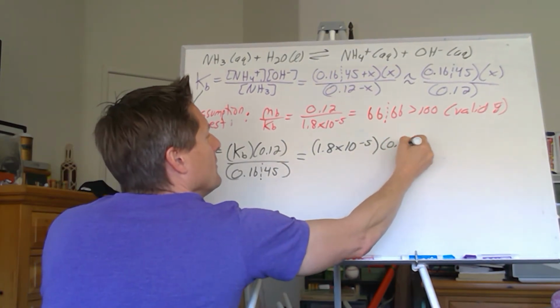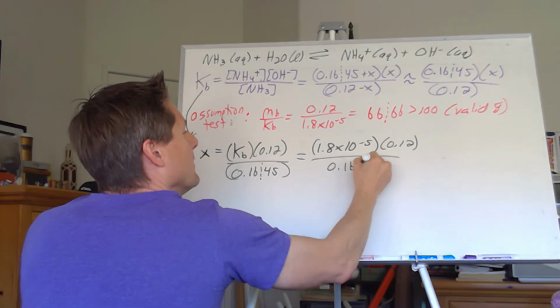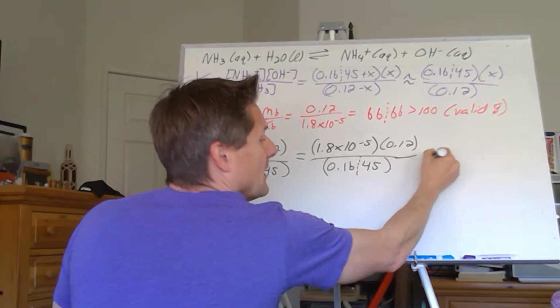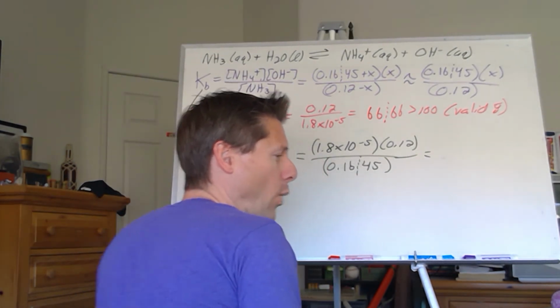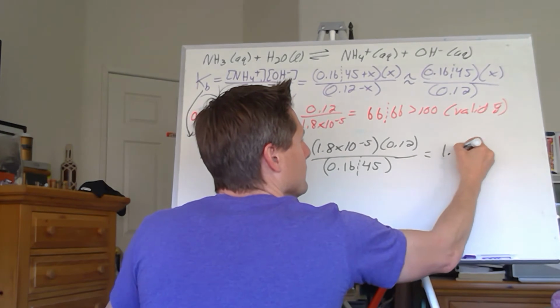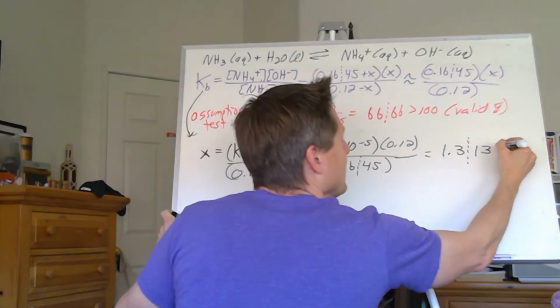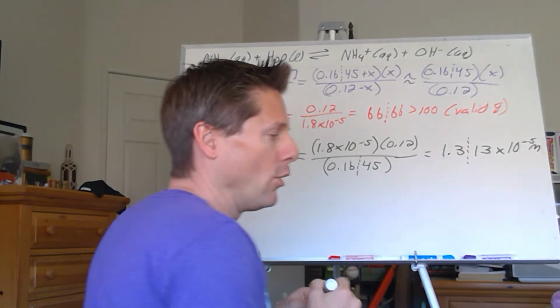Times 0.12 over 0.1645. That simplifies it greatly. And when I punch this out, I get 1.313, with a vertical dashed line after two significant digits, times 10 to the minus fifth molar.